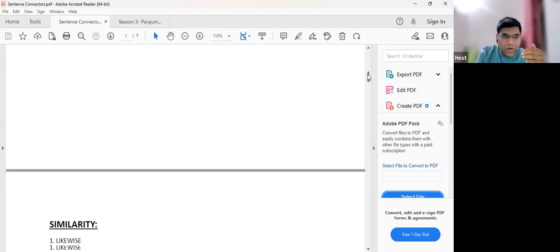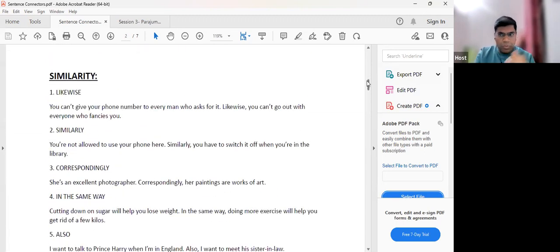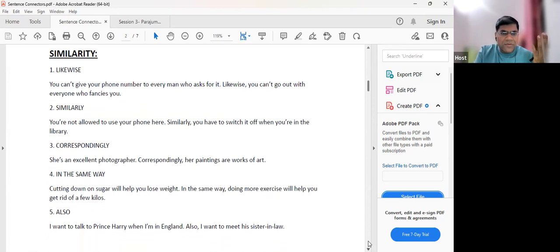But before that, let me give you one more idea: similarity. So पहला वाला क्या था? Two sentences had contrasting ideas, and therefore there was a contrasting conjunction. But it is not necessary that they will always have contrast. They might have similarity as well. They might add information. So similarity में क्या use होता है? Likewise, similarly, correspondingly, in the same way, also. All these are very frequently used for showing similarity. You can't give your phone number to every man who asks for it. Likewise, you can't go out with everyone who fancies you.